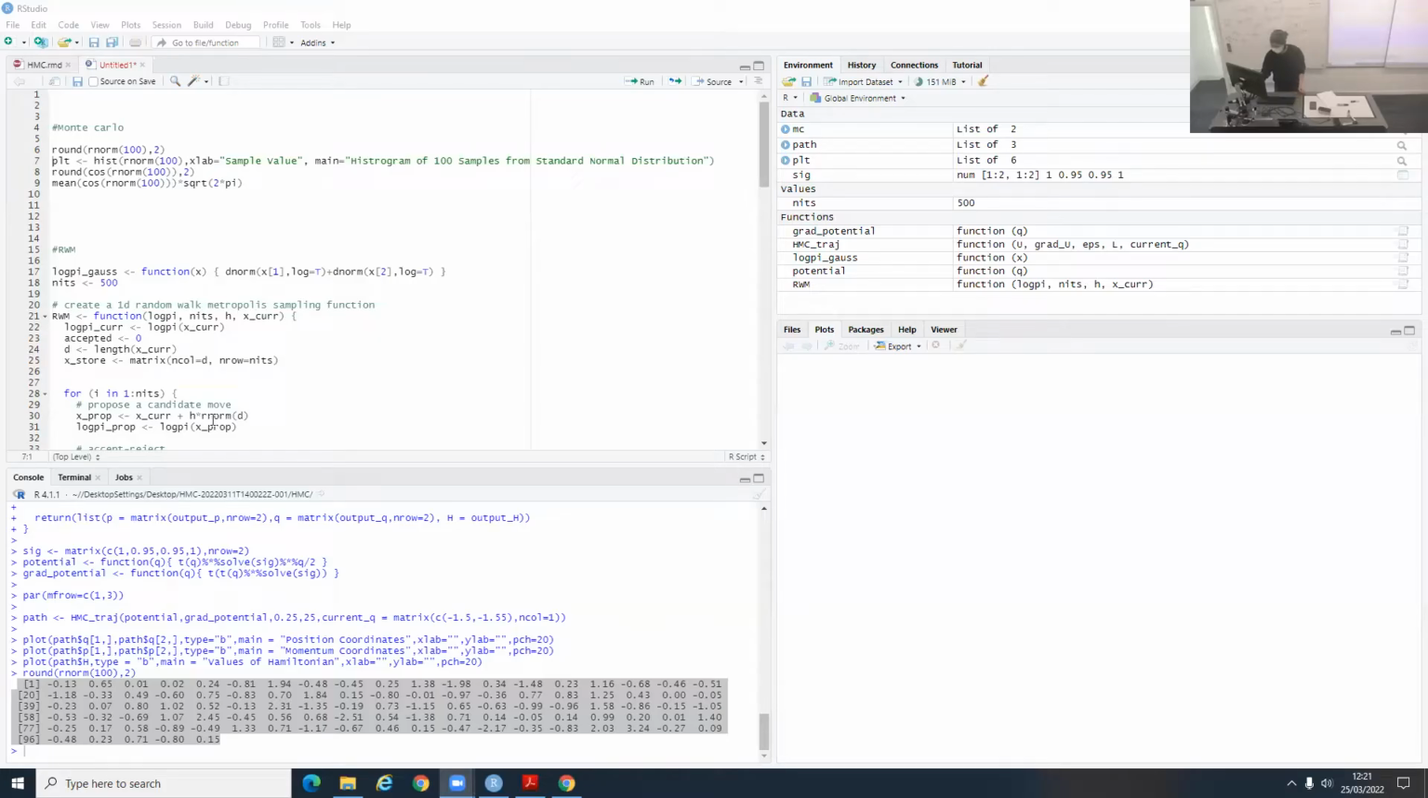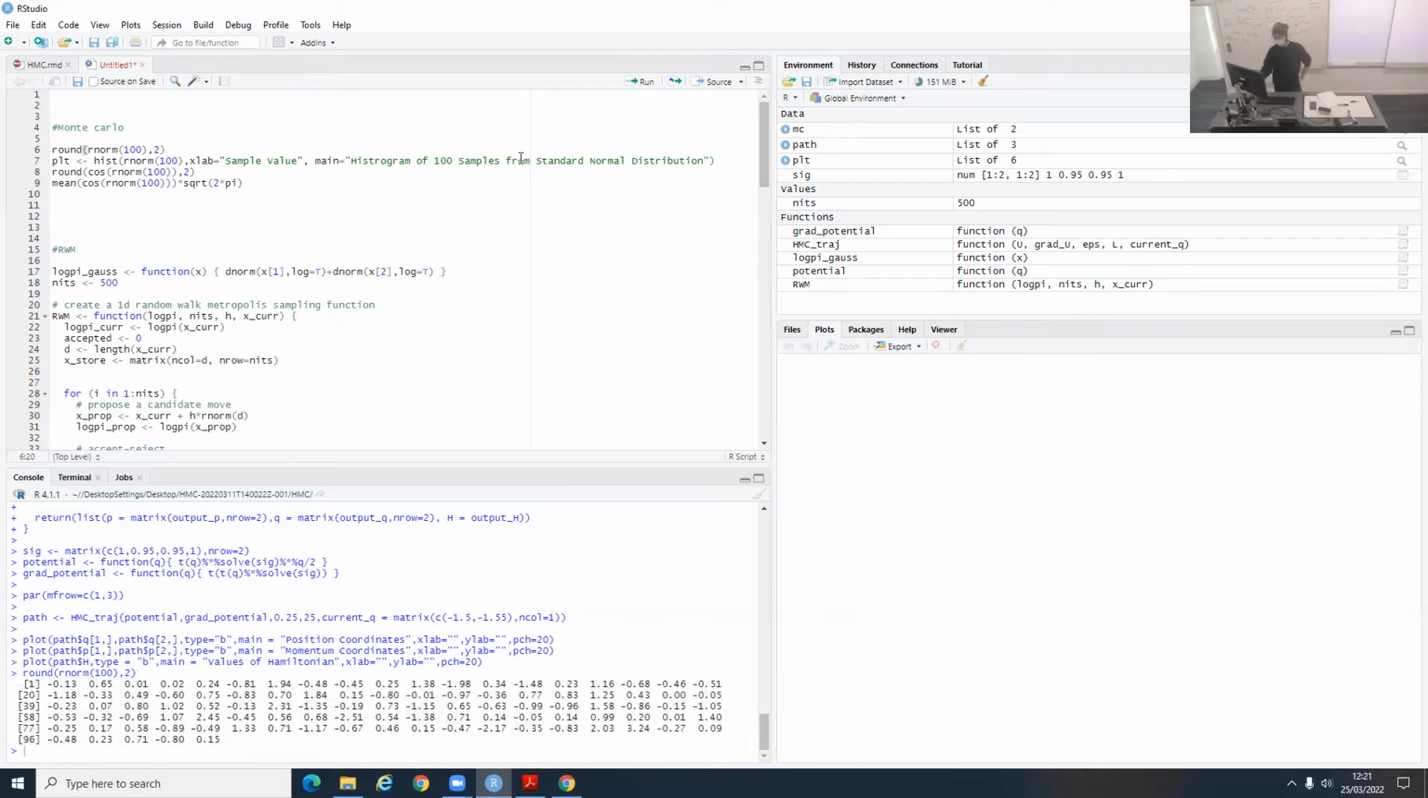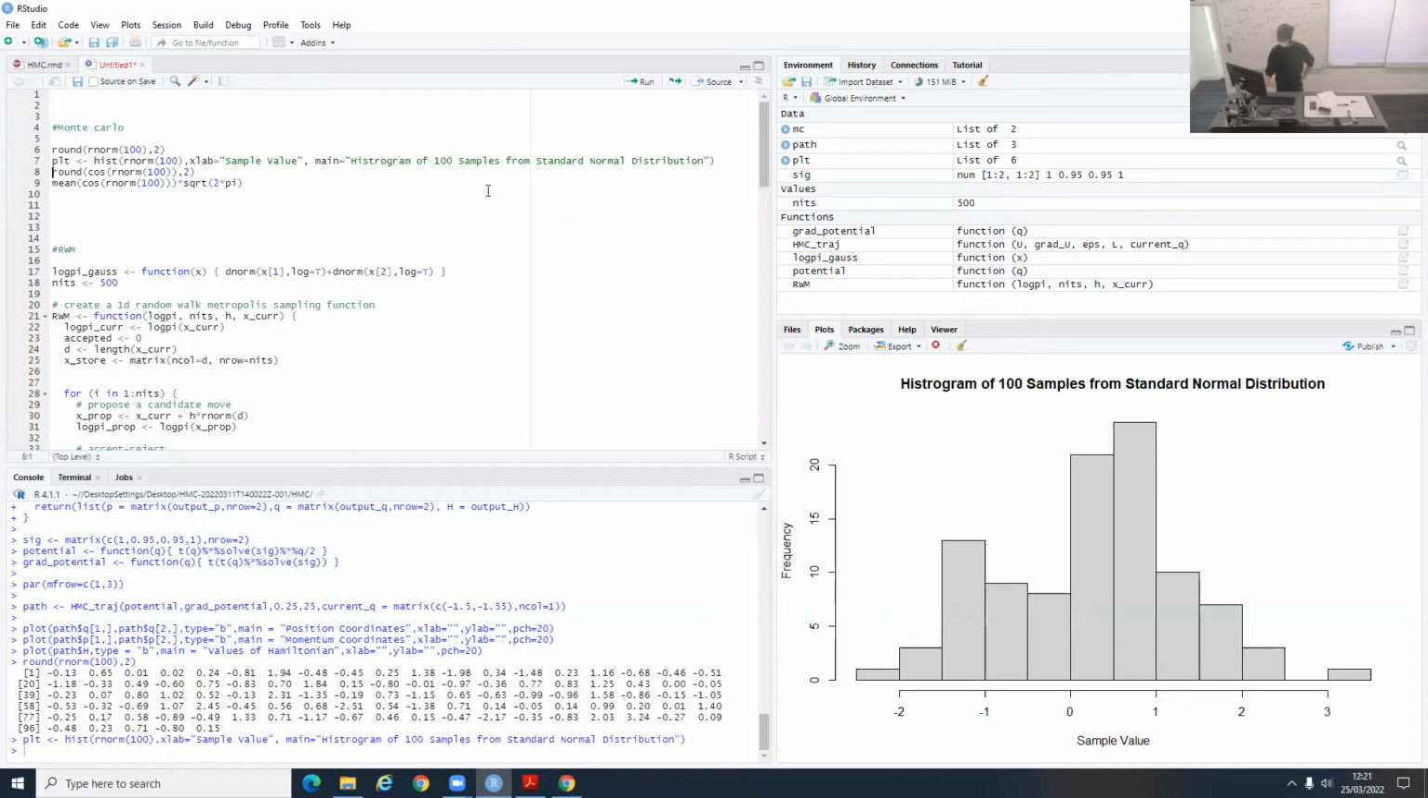Okay. Yeah, so essentially, I get 100 samples from the normal 0, 1, and I round it off to 2 decimal places, as shown here. Now to see if this is in fact valid, let's just do a box plot or a histogram of this.